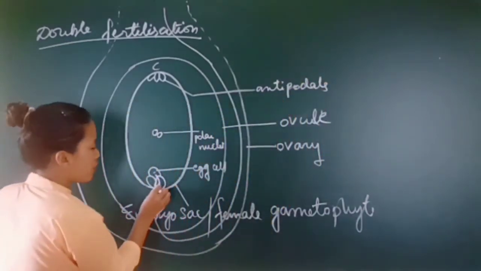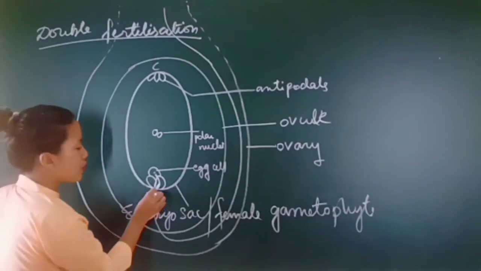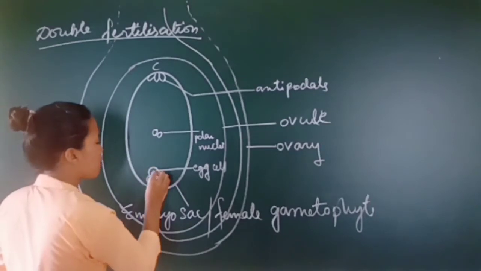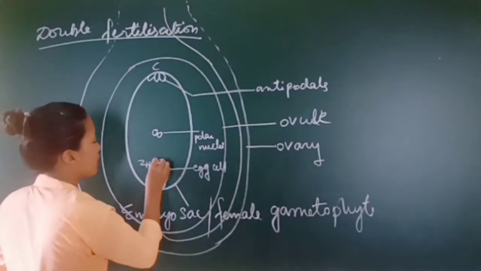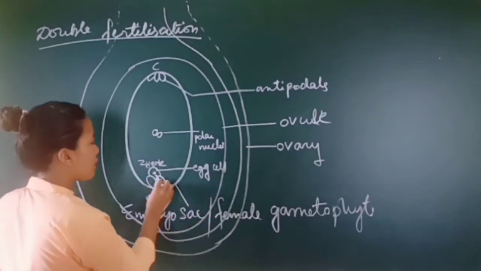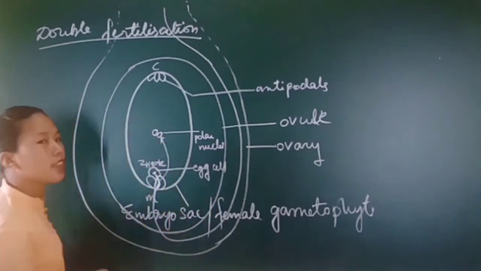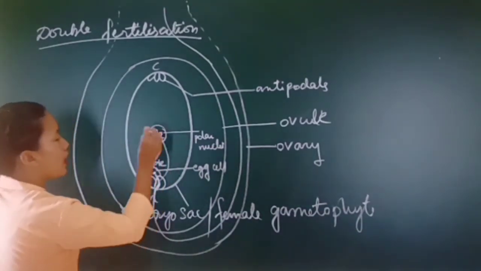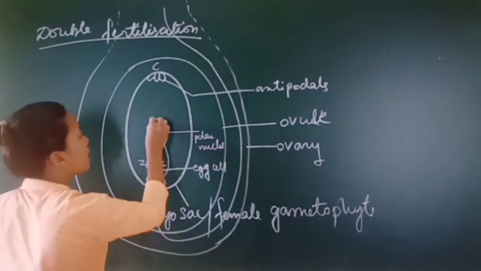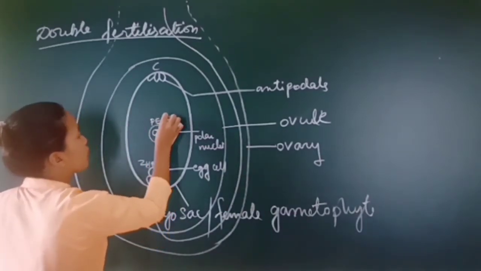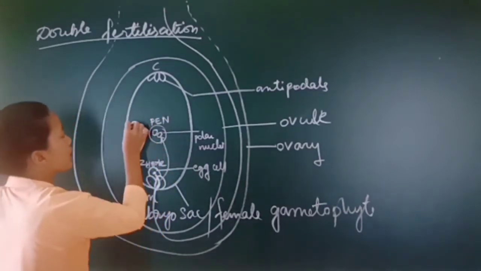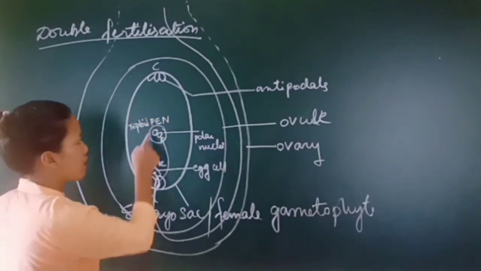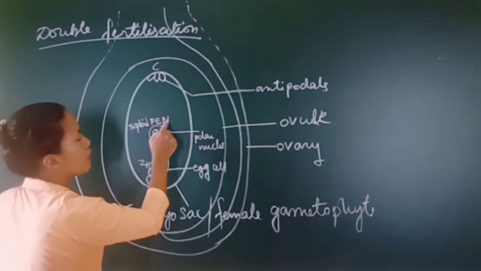One of the male gametes will move towards the egg cell, and when it fuses with the egg nucleus, it will form the zygote. Another male gamete will move towards the central cell, the polar nuclei, and fuse with them. Here they will form a triploid primary endosperm nucleus. PEN means primary endosperm nucleus.